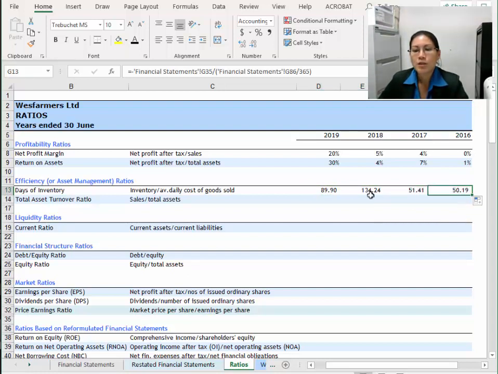And generally, I want to see a smaller figure here, okay, because it means I'm turning my inventory over in a quicker time period. So in 2016, it was taking me on average about 50 days between the time I bought and sold inventory or created inventory and sold it.